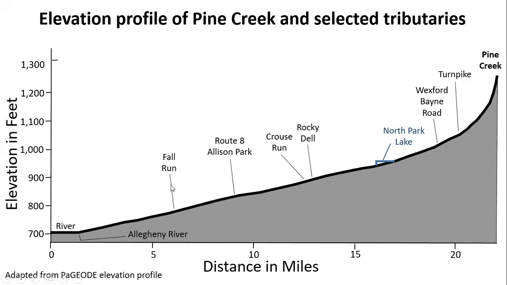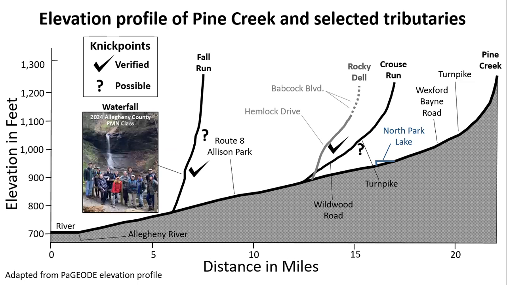But let's take a look at the tributaries and their elevation profiles, because you can clearly see zones of erosion on those, just like we saw along Rocky Dell. So there's the one along Rocky Dell around Hemlock Drive. We've put a check mark there because we've verified that as a nick zone, a zone of erosion with bedrock exposed.